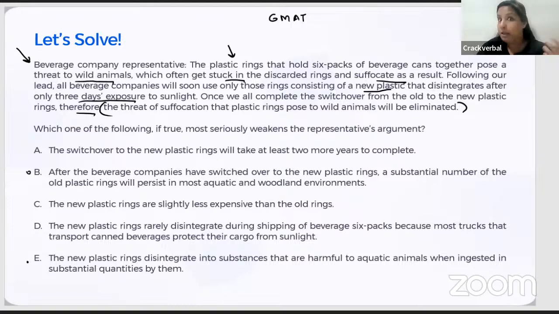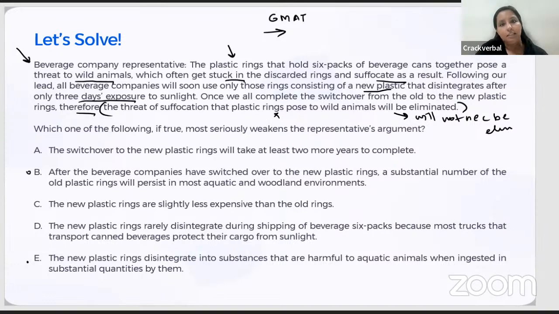Here is my conclusion. I'm going to once again remind you, in a weaken the argument question, the conclusion is the most important thing, because you're trying to find an option that says this conclusion is not necessarily true. So I'm looking for an option that says the threat of suffocation that plastic rings pose to wild animals will not necessarily be eliminated. Okay, it's a good idea if you want to even write this down, because as you go from option to option, you kind of lose track of what you were looking for, kind of lose focus. So it might even be a good idea for you to write this down, so you have your North Star kind of. Let's check.